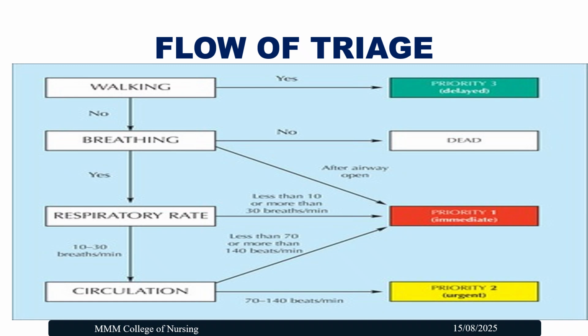If the respiratory rate is normal, we move on to assess the circulation. In the circulation, if the pulse is less than 70 or more than 140 beats per minute, we put the mother into category 1. Suppose her pulse rate is 70 to 140, in that case we can put her into category 2. So this is the way we classify the most priority care, and the next level, or if it is normal.